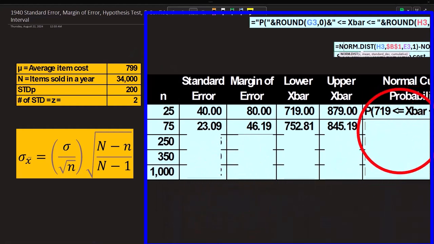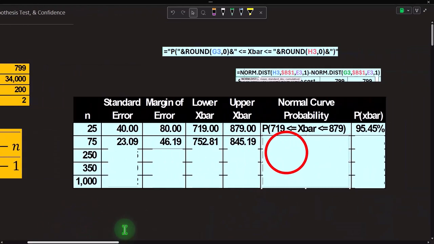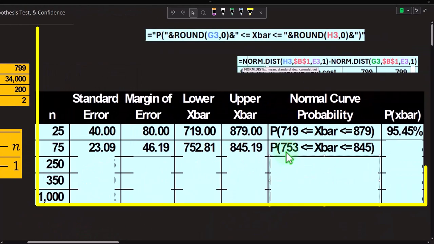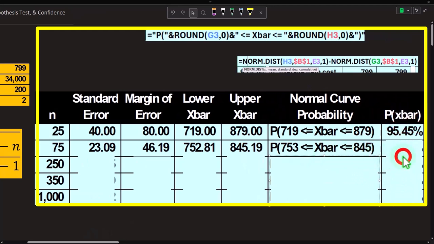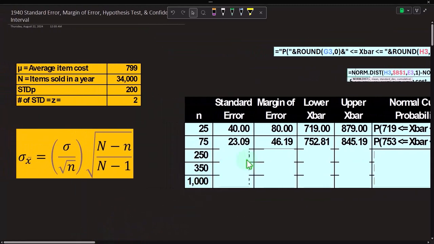845.19. And so then if we look at our formula here, this is just going to give us the P of the bottom bit to the top bit, right? The middle part of the graph, once again, norm.dist, where we're taking x up to the higher point, minus norm.dist of x to the lower point, gives us the 95. So the percent is the same here. Why is the percent the same? Because we have a lesser range because the standard error is smaller, right? So that's what you would expect if n goes up.